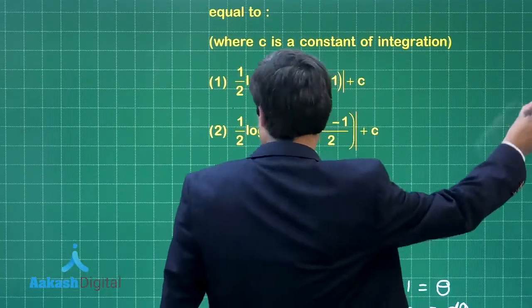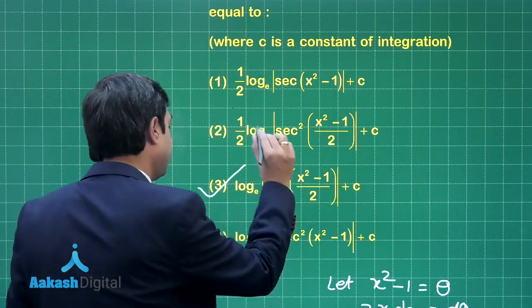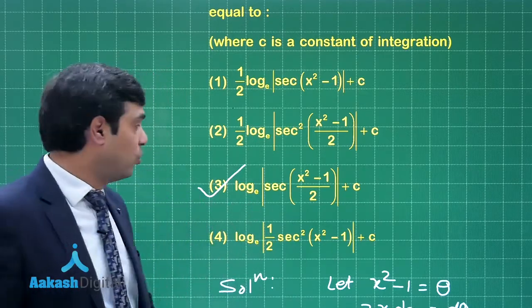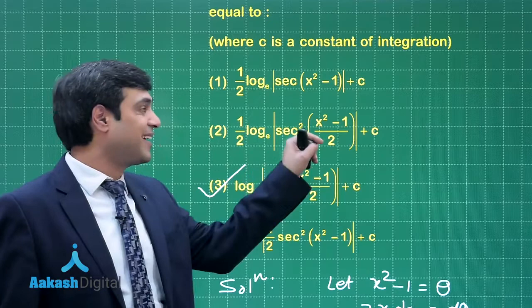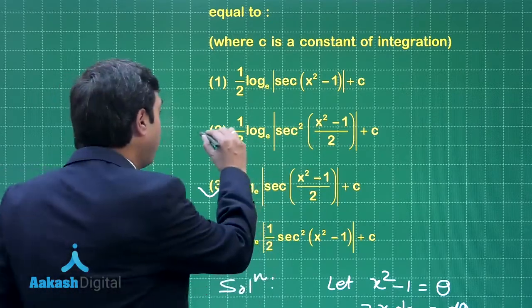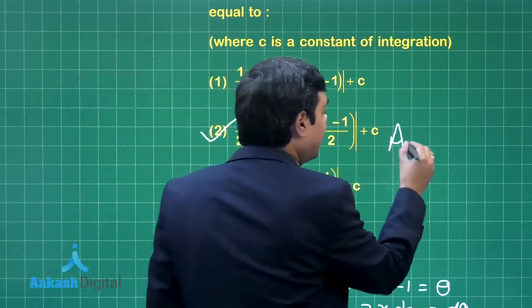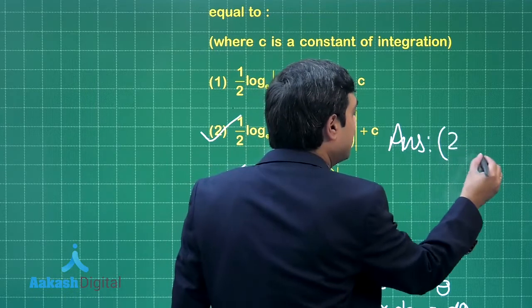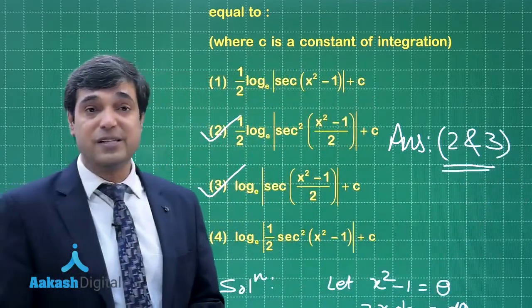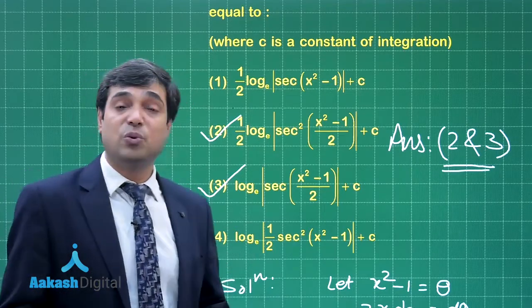We can see log sec (x square minus 1) divided by 2 plus constant of integration is given as option number 3. But when you look at option number 2, it has half log sec (x square minus 1), that is also the same, meaning both options 2 and 3 are the same, and these are the correct options. So this question has a bit of a change here. Instead of one correct answer, there are 2 correct options, 2 and 3. Definitely you must be getting a mark even if you have marked 2 or 3.